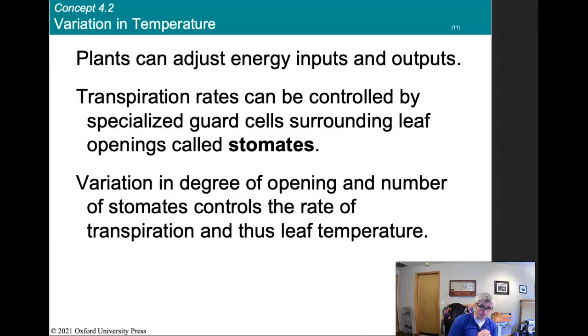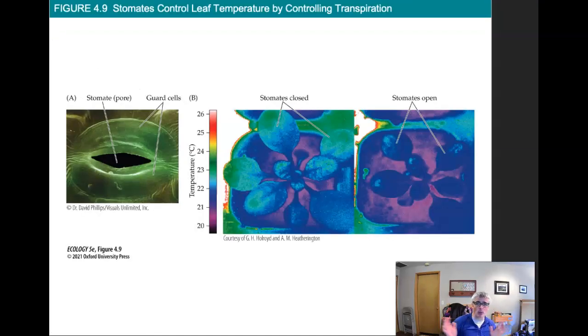We're back. And the variation in the degree of opening and number of stomates controls the rate of transpiration and thus leaf temperature. So some plants can actively open and close these depending on the time of day, and other issues like water stress, things like that. So here's the stomate here. It's this opening or pore. And it has these guard cells that can open and close this opening.